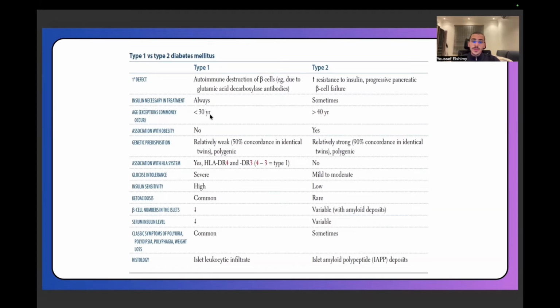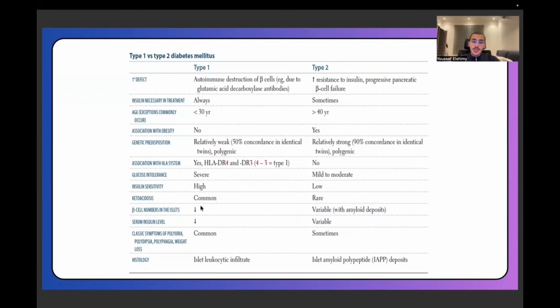Type 1, they are not obese, they are lean because of the catabolic effect of glucagon. Type 2, they are obese, because obesity is like the cause of insulin resistance. Regarding insulin sensitivity, type 1 patients are very sensitive, so the treatment would be just giving insulin. Type 2 have low insulin sensitivity.